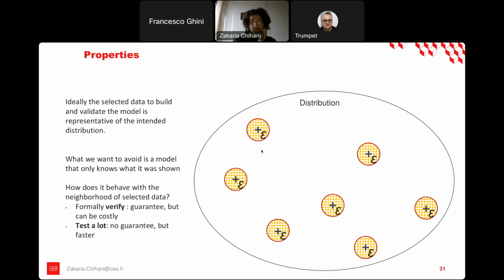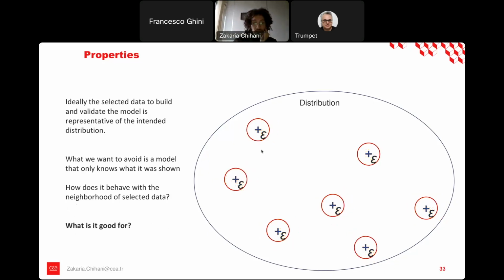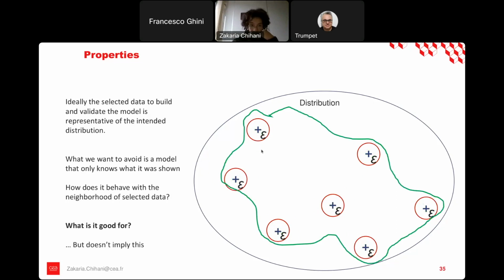The good thing about testing is that you don't have a guarantee on the whole range, but you can pick a bigger range and uncover more space. Whereas verification is costly, but when you give it a range, you're sure to cover the whole range. So this can detect when your network is overfitting. But if the test passes, it doesn't necessarily mean that your network is generalizing to the whole distribution. It's just a way of debugging, detecting early on the problems that you can have in a model.